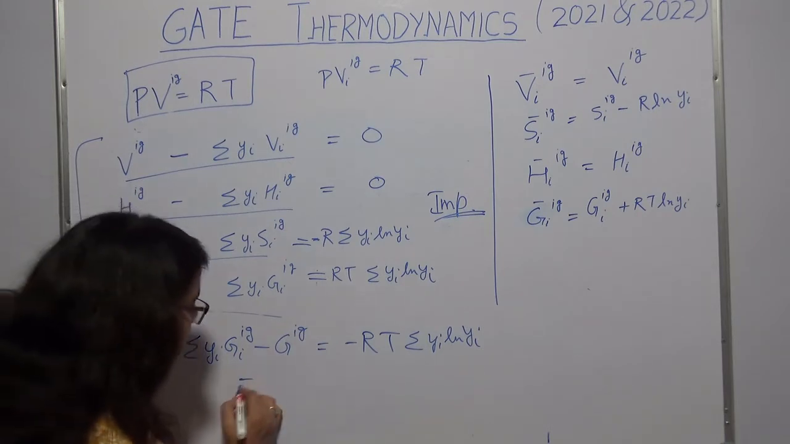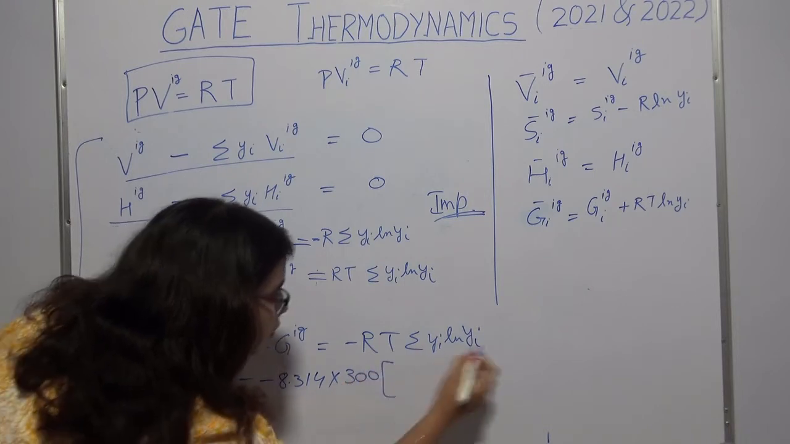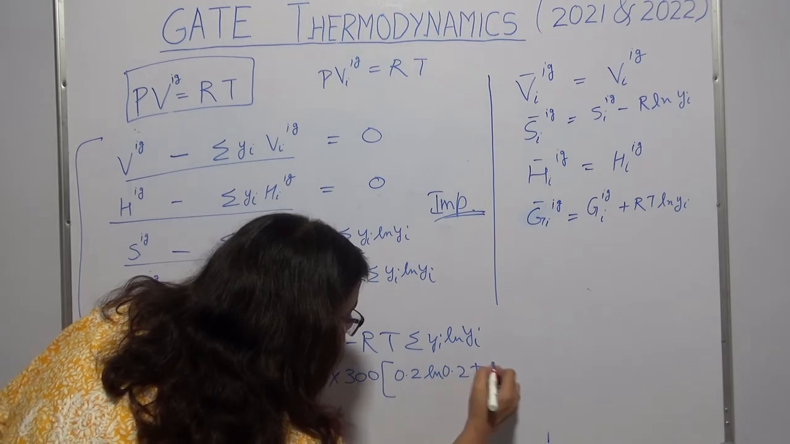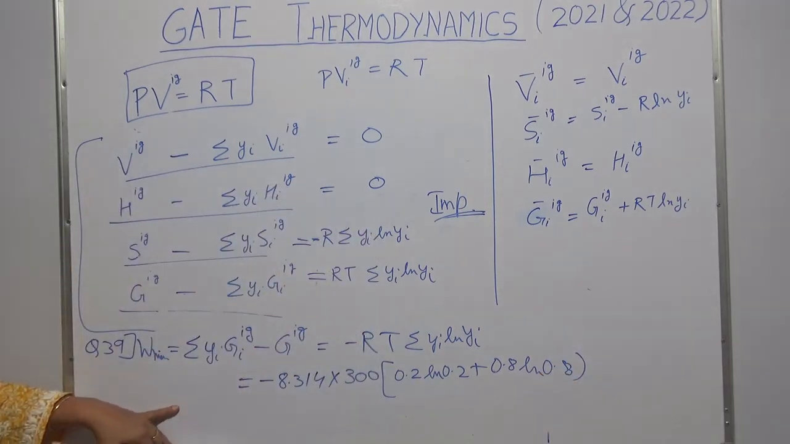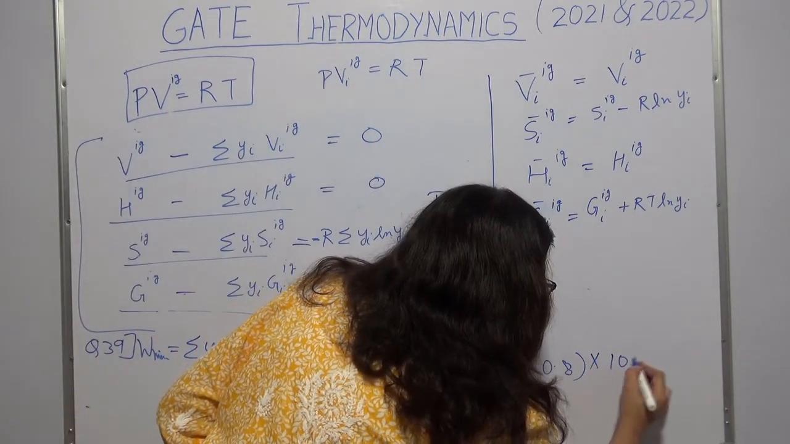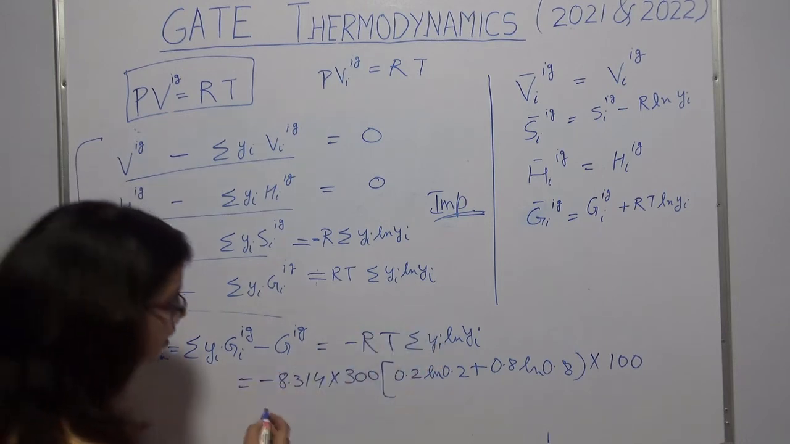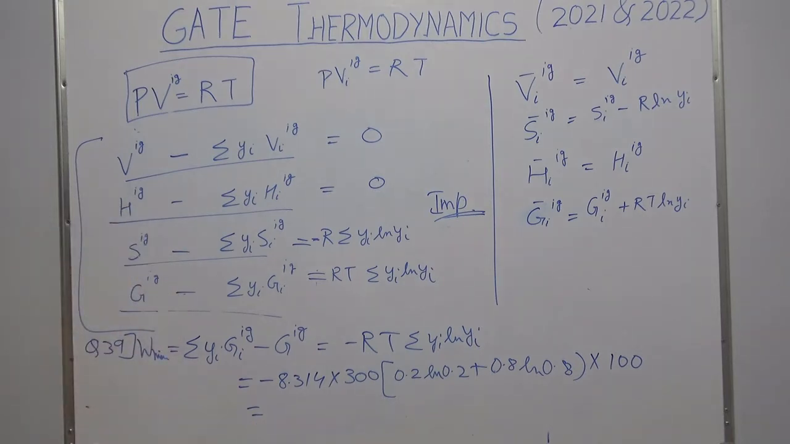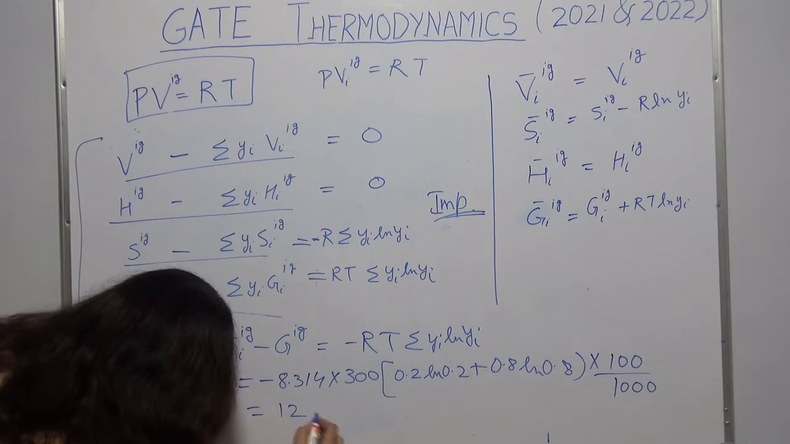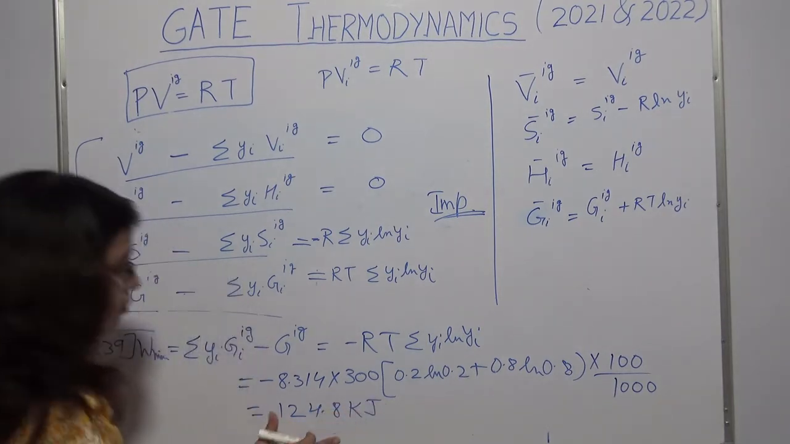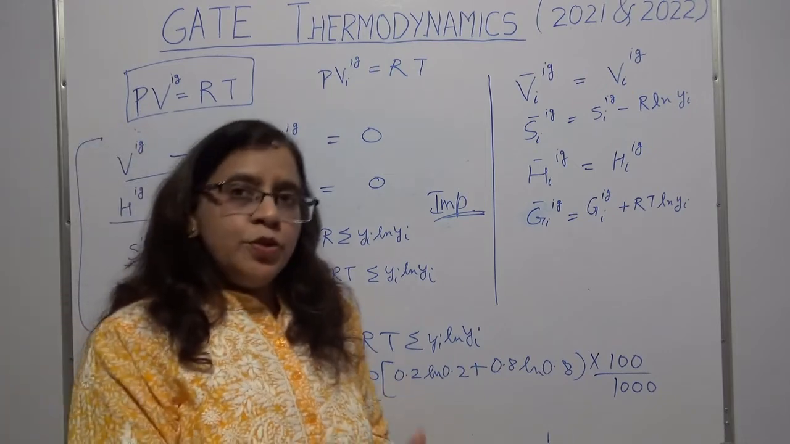Now let's put everything in. It is minus R, 8.314 given, T is 300 Kelvin, and then the summation of yi ln yi, that means 0.2 ln of 0.2 plus 0.8 ln of 0.8. And don't forget that they have asked for the minimum work required to separate 100 moles of mixture. So multiply this by 100 moles, because everything we derived is per mole. Your answer will come out in joules, which you can convert into kilojoules by dividing by 1000, and your answer will be 124.8 kilojoules. So this much minimum work you will have to do in order to separate your mixture into pure CO2 and pure inert gas.